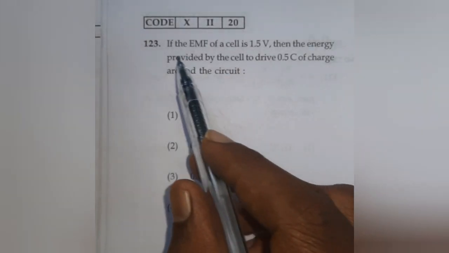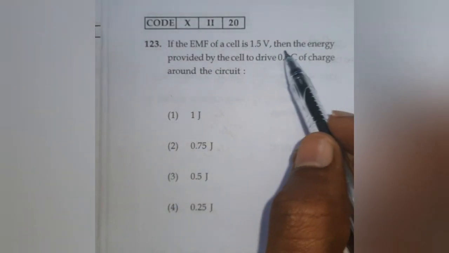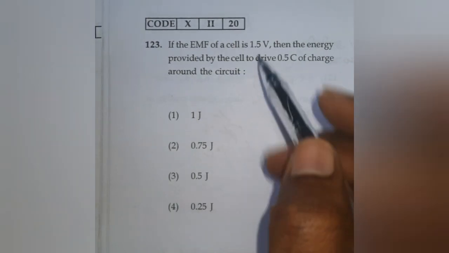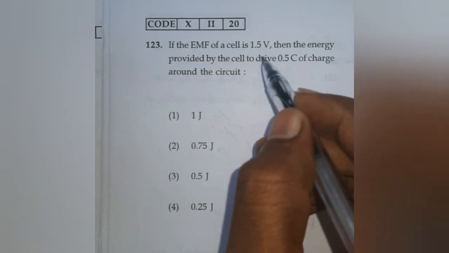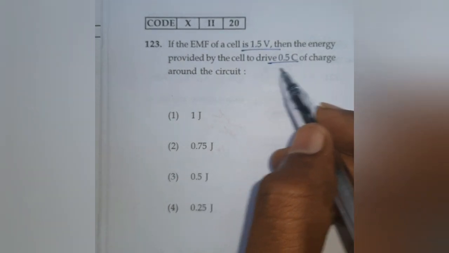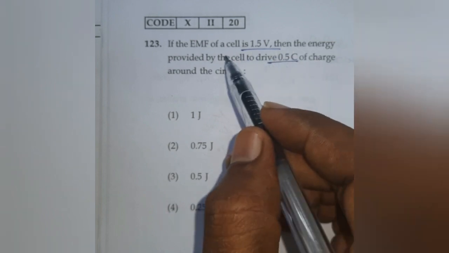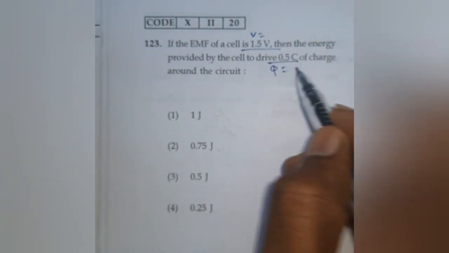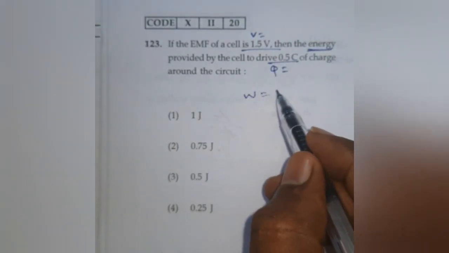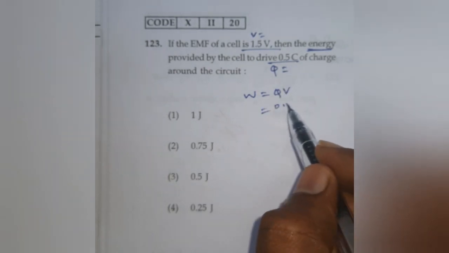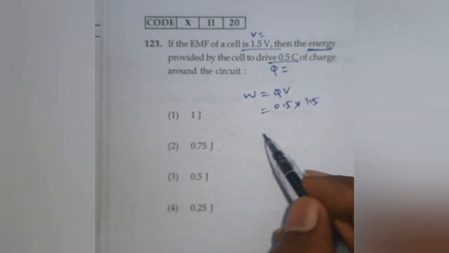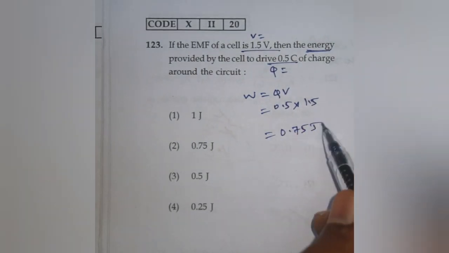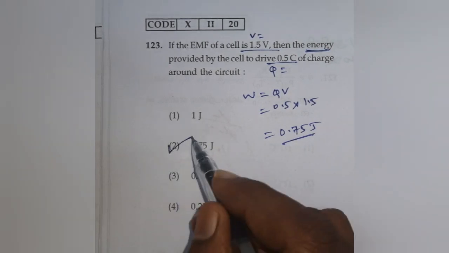Question number 123. If the EMF of a cell is 1.5 volt, then the energy provided by the cell to drive 0.5 coulomb of charge around the circuit. So how much energy is required to drive the 0.5 coulomb with the help of 1.5 volt EMF. So this is volt EMF, this is Q. So energy is nothing but work done. So W is equal to QV, where Q is 0.5, then V is 1.5. If you multiply, we'll get 0.75. The unit of work or energy is joule. So according to this, option 2 is the right answer.